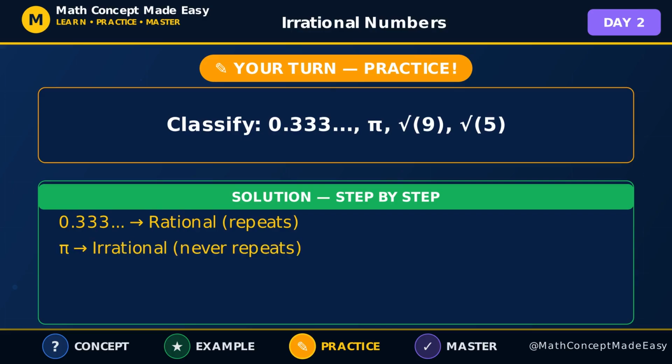0.333... repeats, which means it is rational. Pi never repeats, which means it is irrational. The square root of 9 equals 3, which means it is rational. The square root of 5 is irrational. How did you do? If you slipped anywhere, rewind and watch that step again. That is exactly how strong students learn.